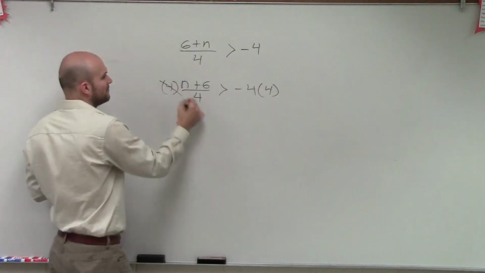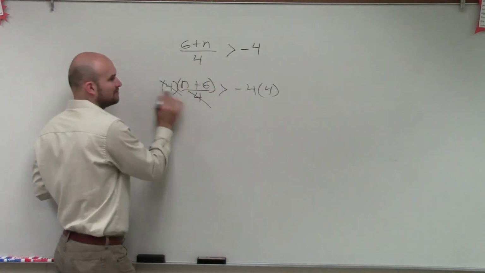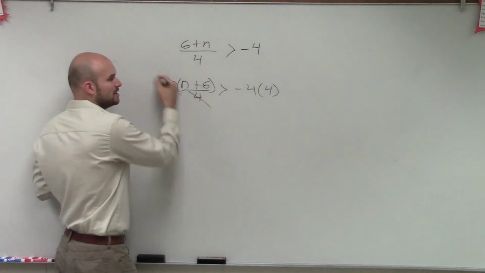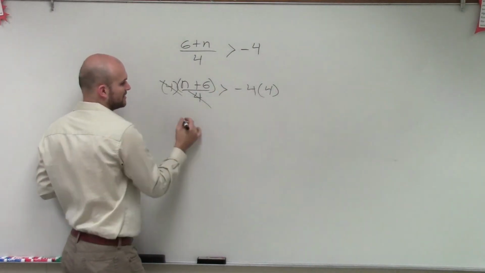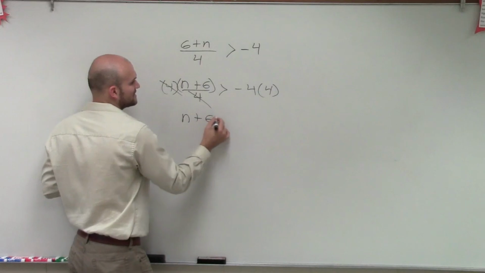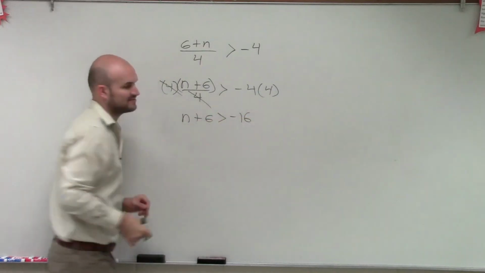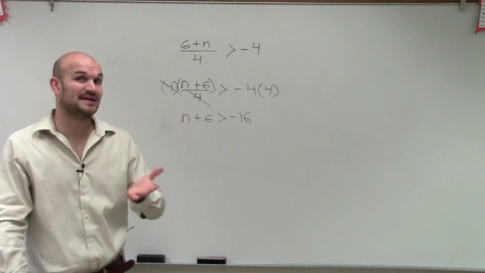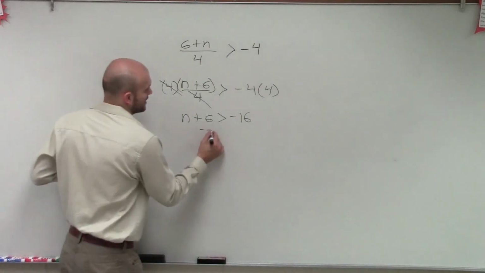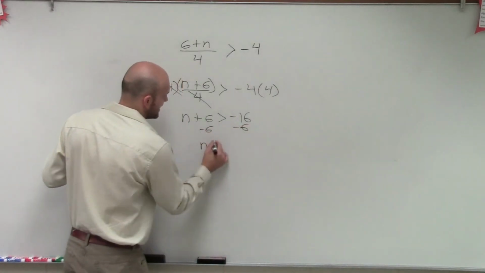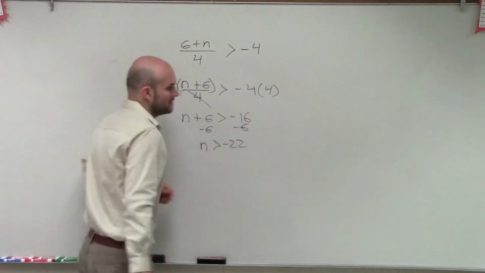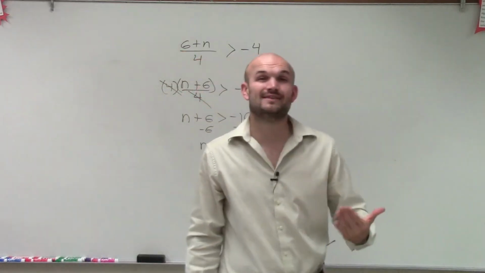So by multiplying by 4, that divides out, because you're multiplying by 4 times a whole expression, so those divide out to 1, and then we'll get this, so we have n plus 6 is greater than negative 16. Now I don't have any fractions, and it's very easy for me to use my inverse operations. I subtract 6, n is greater than negative 22. So it means all numbers that are greater than negative 22.